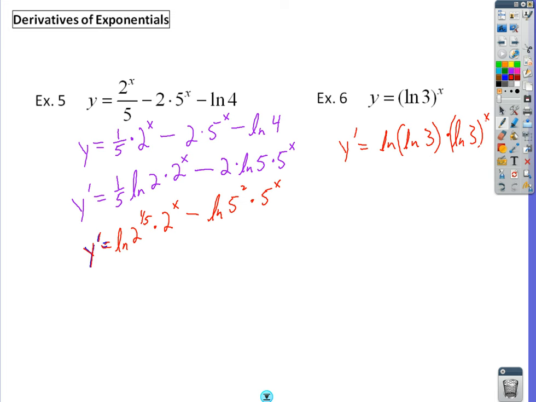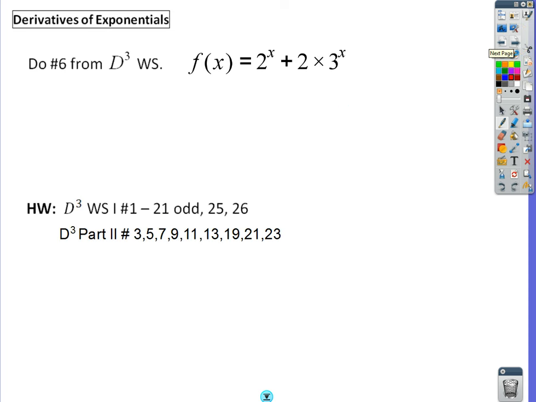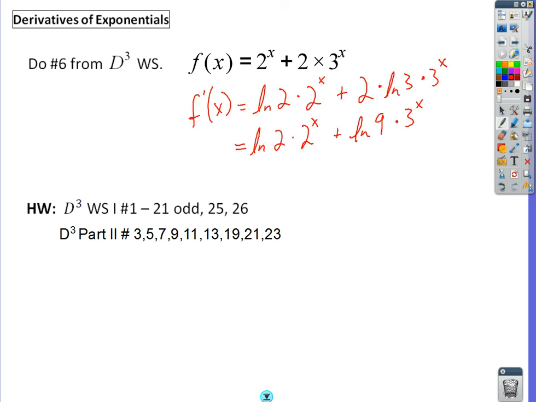All right. Last thing I'm going to do is that you have an example. I took one of the homeworks from your D cubed worksheet, number 6. Here's number 6. It's right here for you. What I want you to do is I want you to take a look at this, and I want you to do it, and we'll see if you get the derivative. So find the derivative of this function. All right. And bada bing, there it is. Hopefully you got that correct.